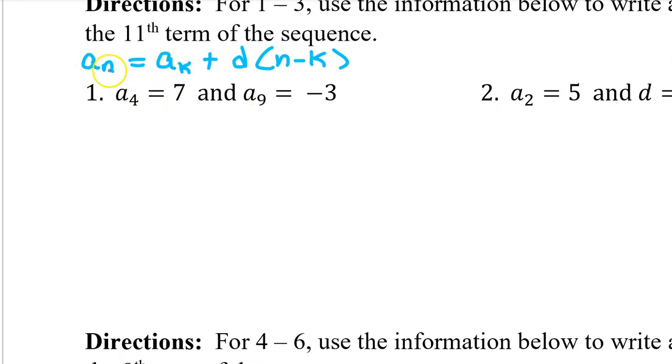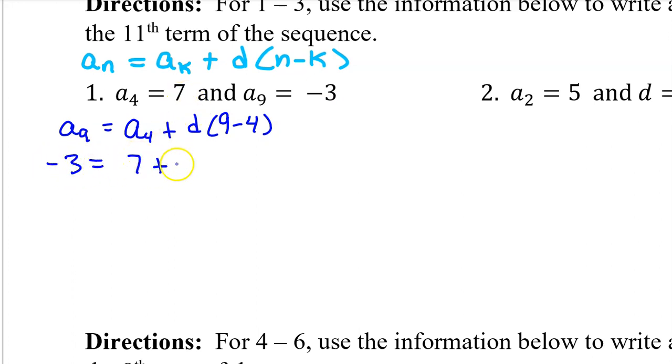Here's the formula for the nth term of an arithmetic sequence. I'm going to put in a9 for an and a4 for ak. But a9 is -3, so we have -3 is equal to 7. We're looking for the common difference. 9 minus 4 is 5, so I'm going to put that in front, and so now we have 5d. Subtracting 7 from both sides, we get -10 is equal to 5d. Dividing both sides by 5, we get d is equal to -2.